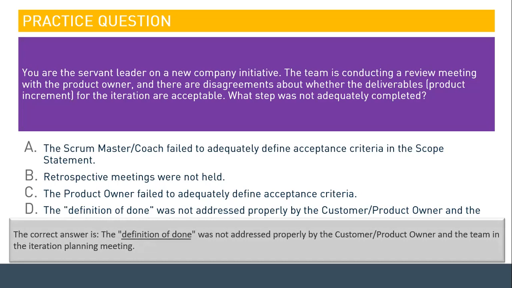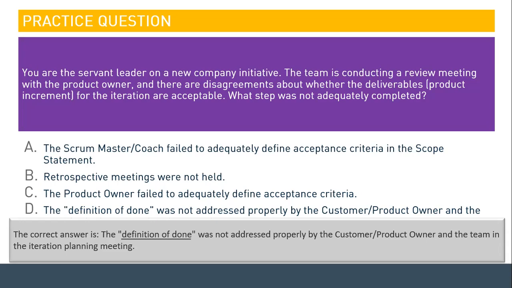In a lot of instances, the acceptance criteria is not necessarily defined by the product owner. But really what this alludes to is whether the deliverables are acceptable. This is talking about the definition of done. So saying a product owner failed to adequately define acceptance criteria, no, that's a collaborative thing. We cannot pin that on the product owner.